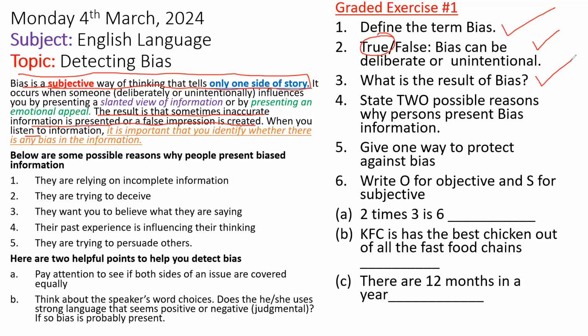State 2 possible reasons why persons may present bias. Their past experiences are influencing their thinking. Very good. What else? They're trying to persuade others. Anything else? They are trying to deceive us. What else? They are relying on incomplete information.